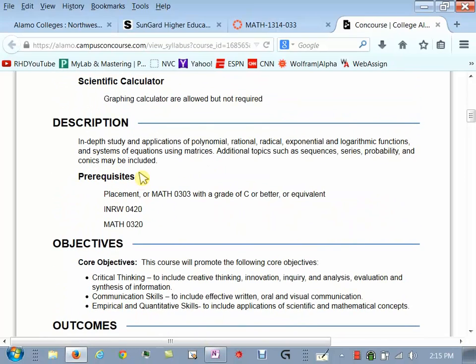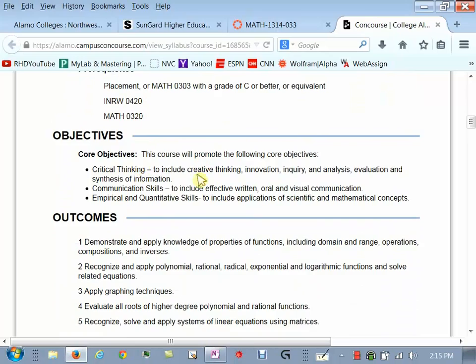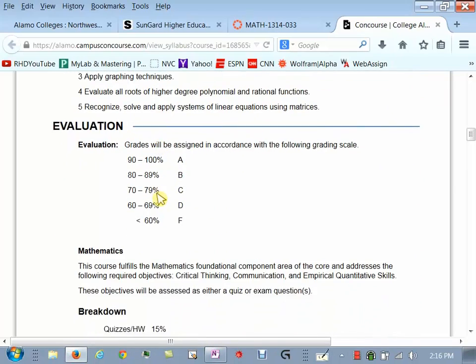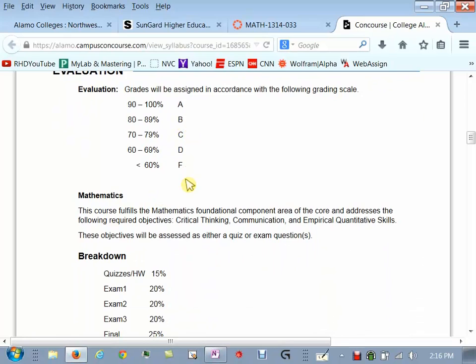All right, here's what we're doing. Description of the course, blah, blah, blah. You can read through that. Objectives, blah, blah, blah. Outcomes, blah, blah, blah. And then the grade. So, standard grading scale. This is a college level course. We teach a lot of developmental math here. This is college level, which means there's A, B, C, D, F, and this is the way it's broken up.